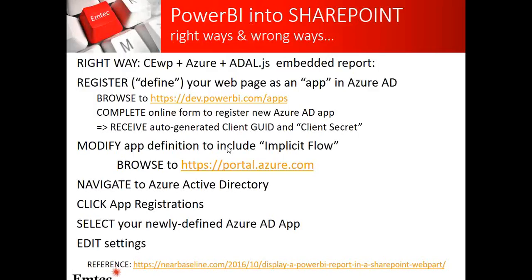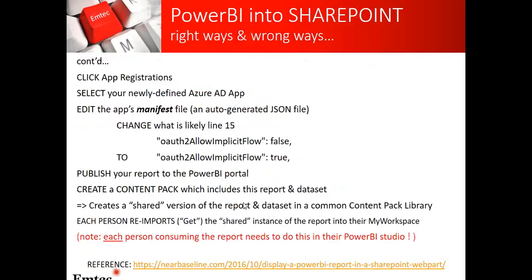The next thing you'll want to do is modify an application definition to include implicit flow. You're going to browse into portal.azure.com. You're going to navigate to the Azure Active Directory node. You're going to click on app registrations. You're going to see the application that you just developed. You're going to click on the settings. You're going to edit the settings. The particular one's called the manifest.